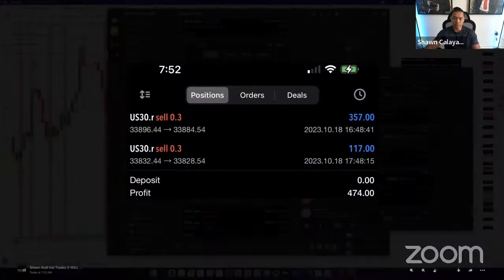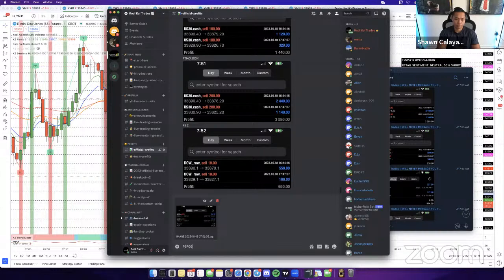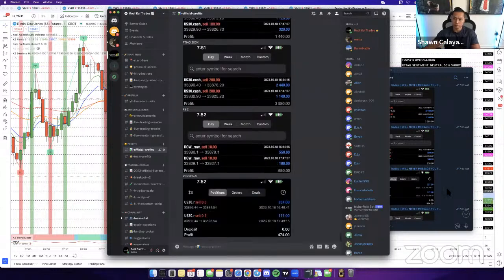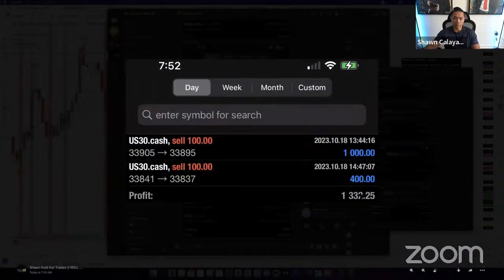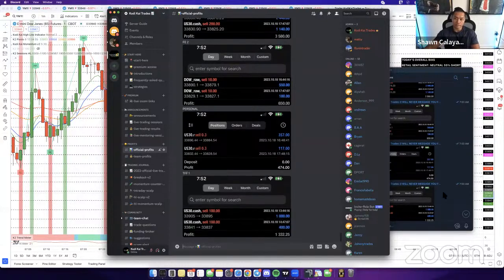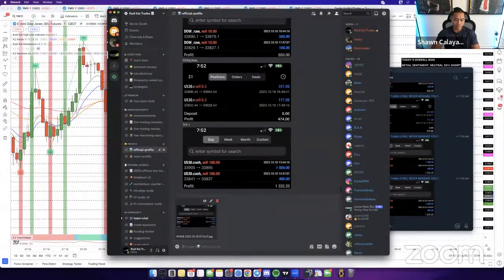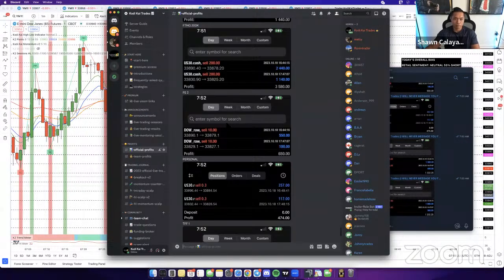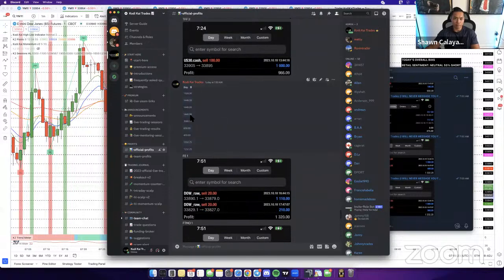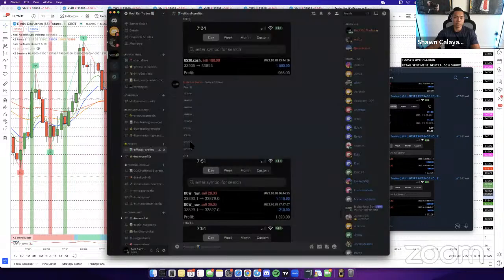Here is my personal account locked in 474. Here is my TFF. I locked in 1,332 on the first account. And then on my second TFF, I locked in a little less, 1,232, so $100 less on my second TFF account. So yeah, those are my profits across all my accounts. You guys can see right here, to include the second trade that I took.